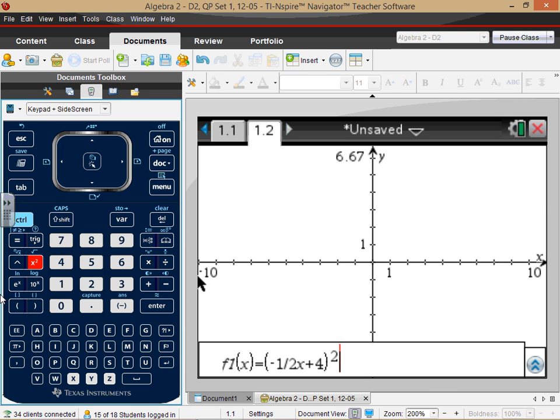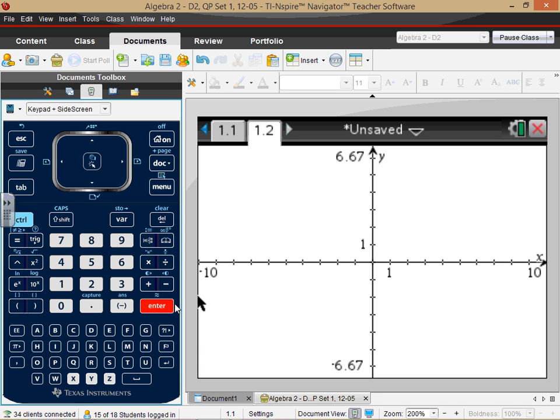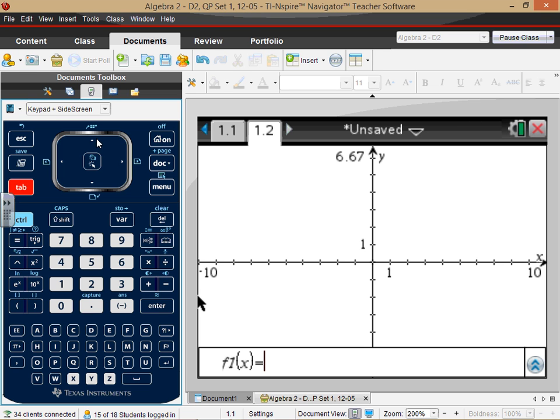Okay, so this is an ACT trick. Do you have to spend all that time clawing it out? No. Just type it in as a binomial squared and graph it. Mine just disappeared. Uh-oh. I touched the screen. It's alright. Negative 1/2 x plus 4.